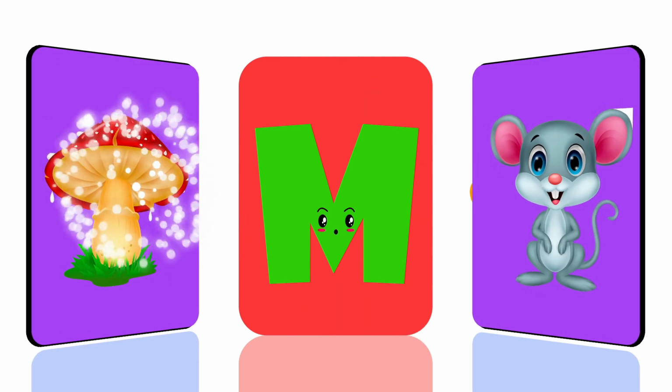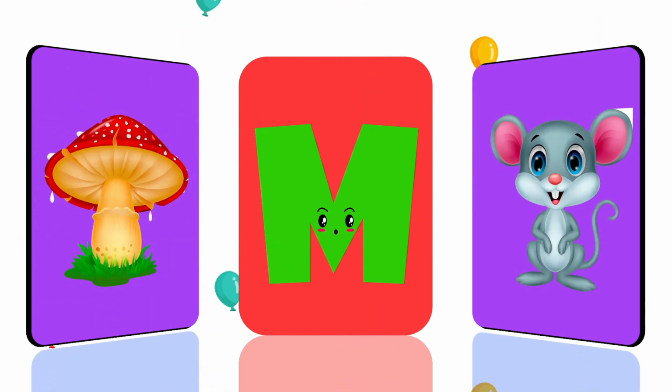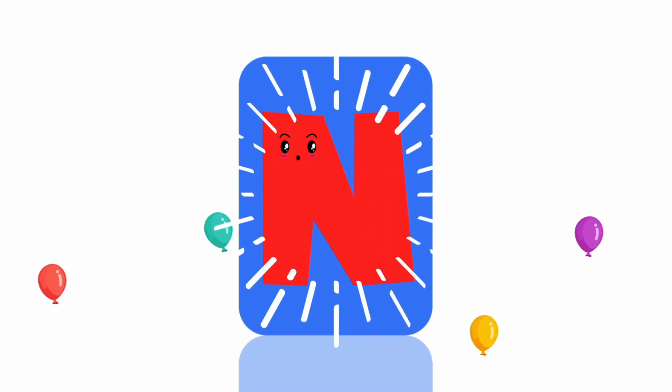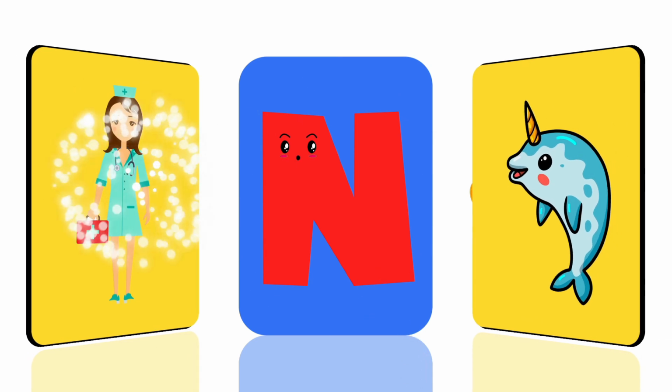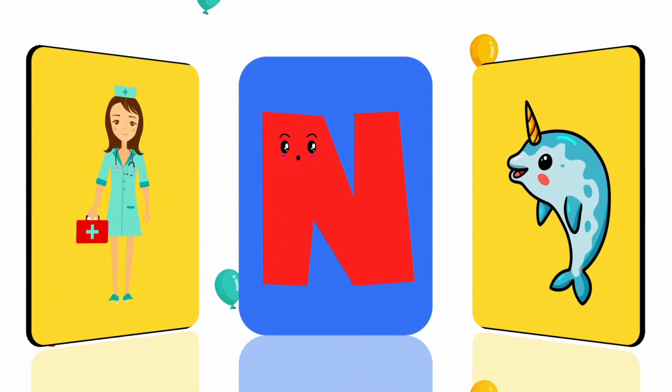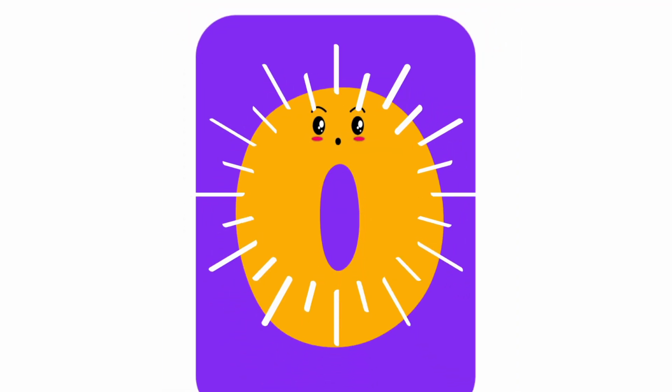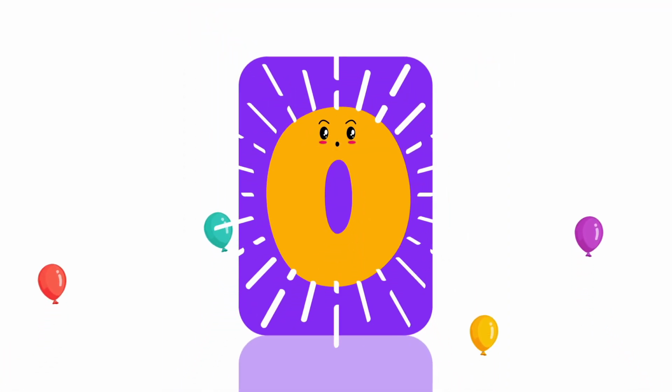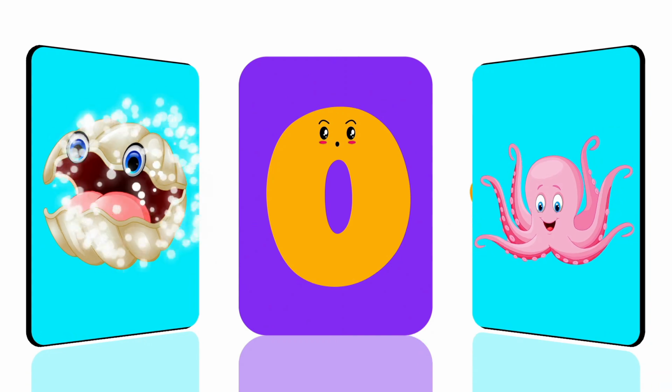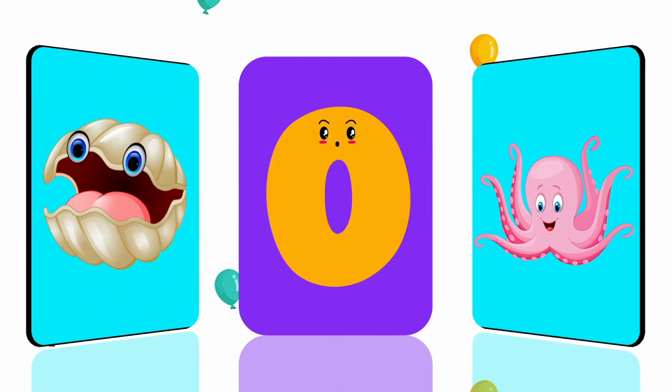M for mouse. Owl. O. O for oyster. O for octopus.